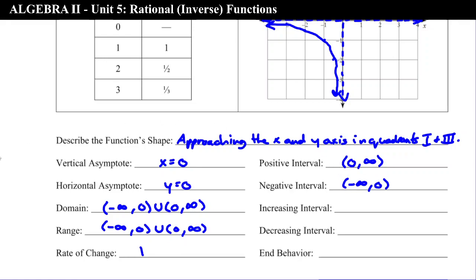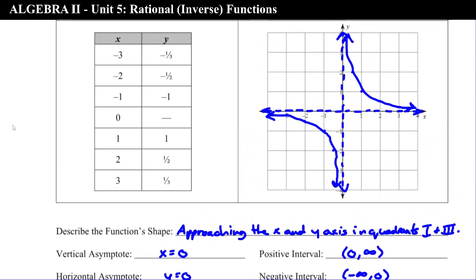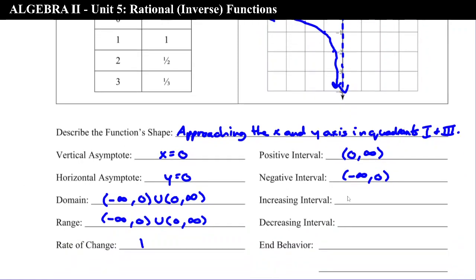Now, where are we increasing? Well, the graph starting from this side is decreasing. And then we pick it up here, and it's still decreasing. So at no point are we actually increasing. So therefore, your increasing interval is none. But we are decreasing everywhere else except for where there is no value for x, which is at 0.